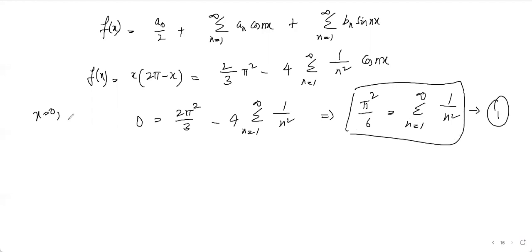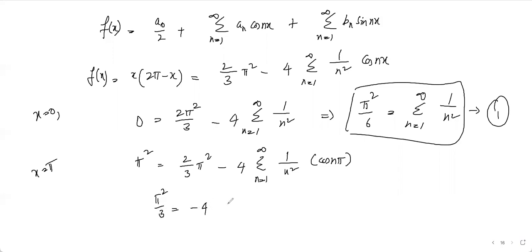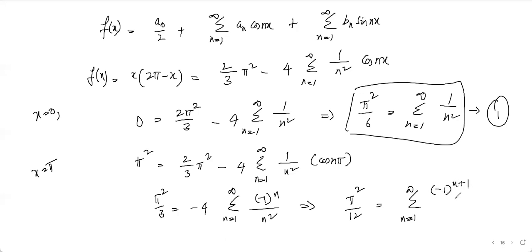Now this will be equation 1. Now for x equal to pi, this will be pi square, which is 2 by 3 pi square minus 4 summation n equals 1 to infinity 1 by n square cos n pi, or this is pi square by 3 minus 4 summation n equals 1 to infinity minus 1 to the power of n by n square, or we can write this as pi square by 12 equals summation n equals 1 to infinity minus 1 to the power of n plus 1 by n square. Okay, let us keep this as equation 2.